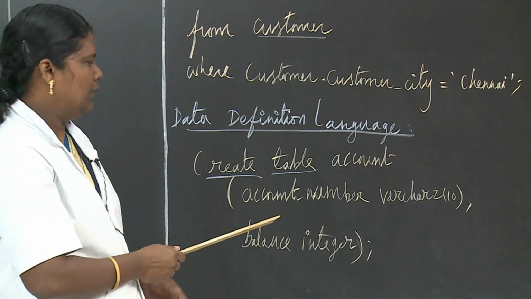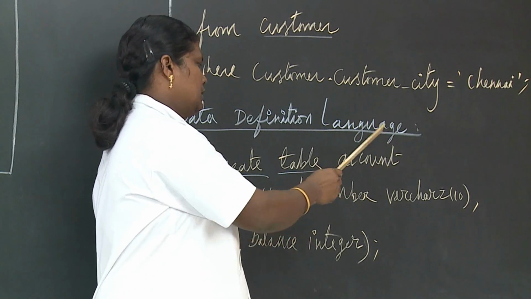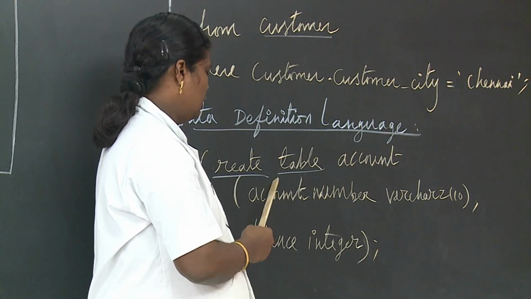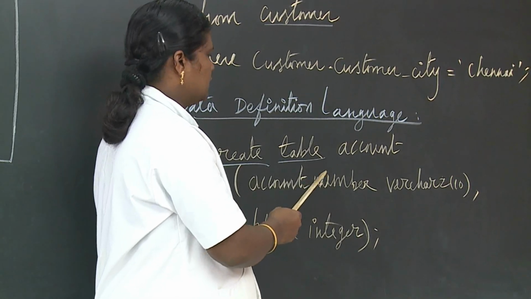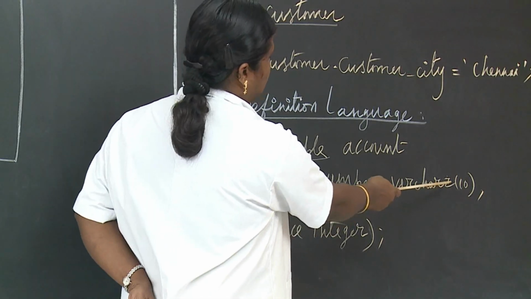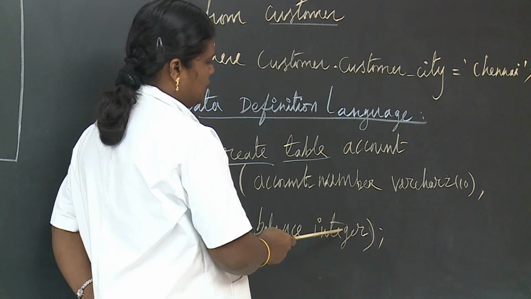Using a command like CREATE TABLE, here account is a database table name. It includes two columns: account number as well as balance. The data type of account number is varchar, variable characters, that is represented here as varchar. Then balance is represented as integer.